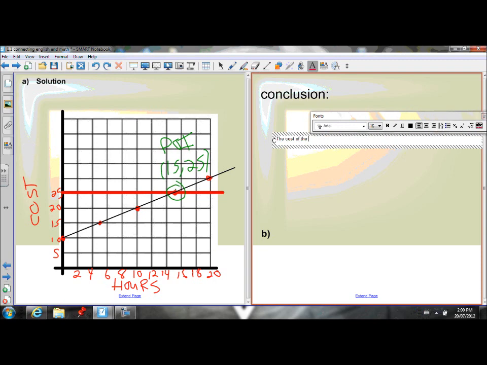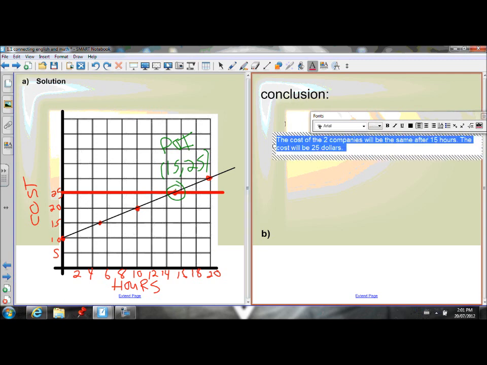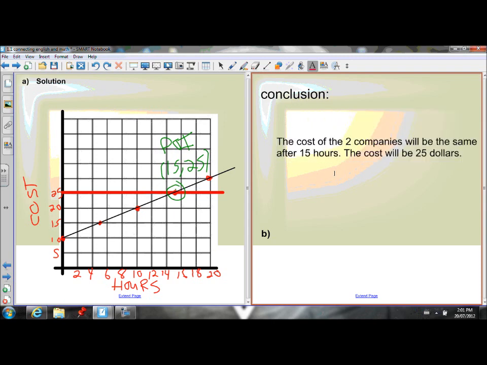The cost of the two companies will be the same after 15 hours. The cost will be $25. Okay? By looking at the y-coordinate, 25, I know the y-coordinate is the cost. So the cost would be $25 after 15 hours for both companies. I could check and make sure that's true by plugging in 15 for H and 25 for C into both my equations, making sure that the equations stay equivalent. Okay? Let's just make this a bit bigger. Awesome, you can see that. Okay, what about question B? We didn't look at that yet.